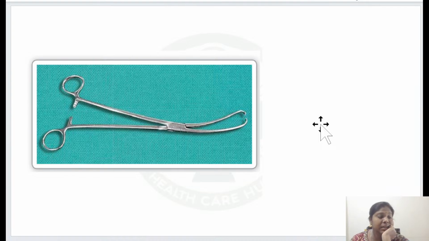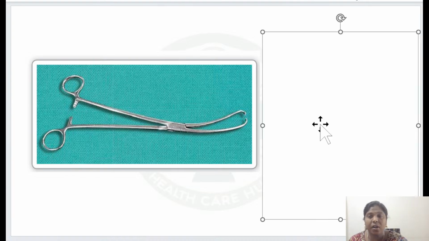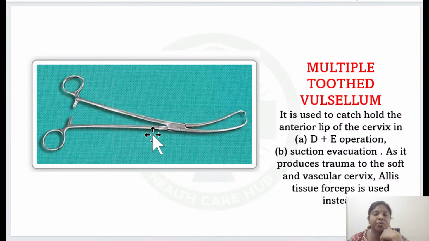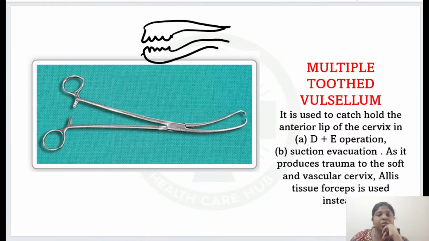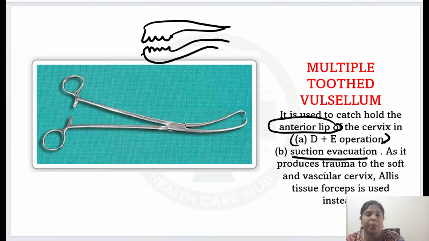Yes, this is Prama Chatterjee, yes. So, this is called the multiple toothed vulsellum. If you look at this multiple toothed instrument, the edges will be in this way. That is why this is called the multiple toothed vulsellum. It is mainly used to catch hold of the anterior lip of the cervix during dilatation and evacuation procedure and during the suction evacuation.